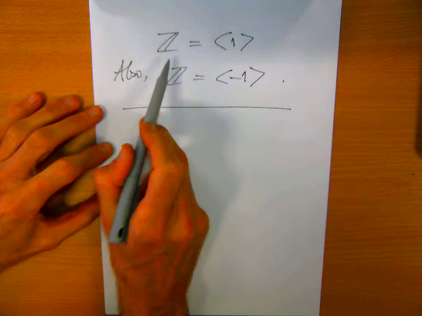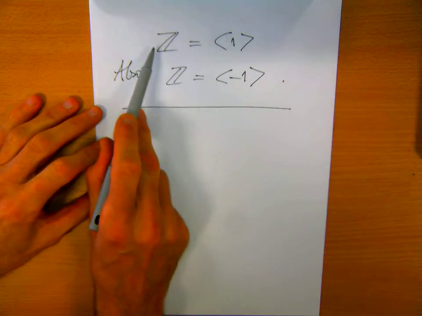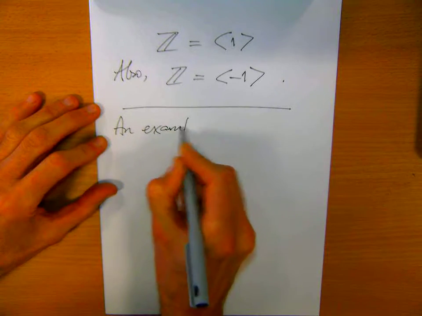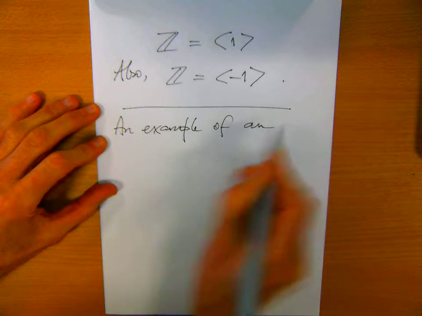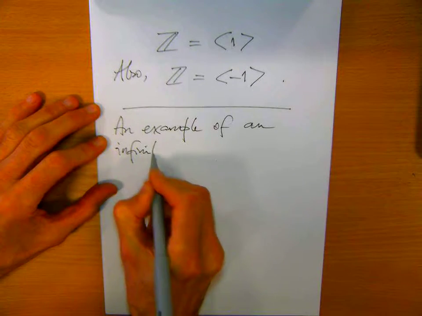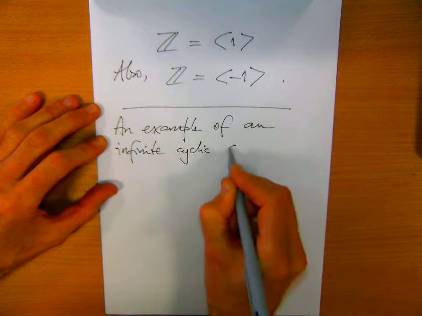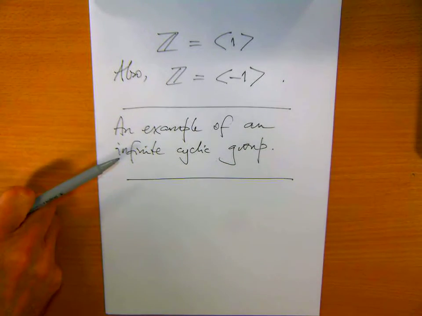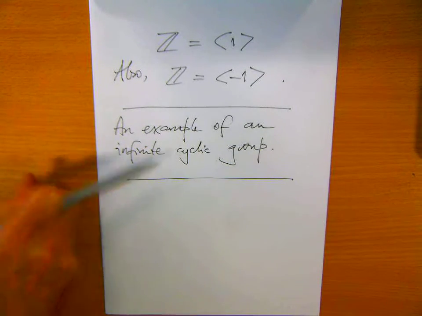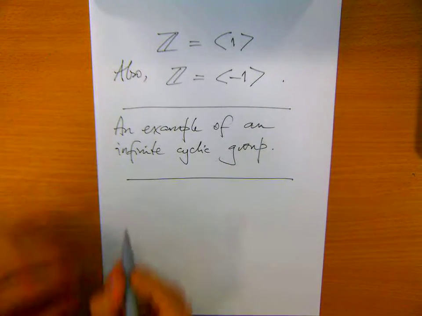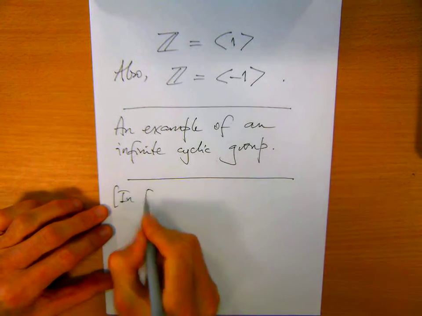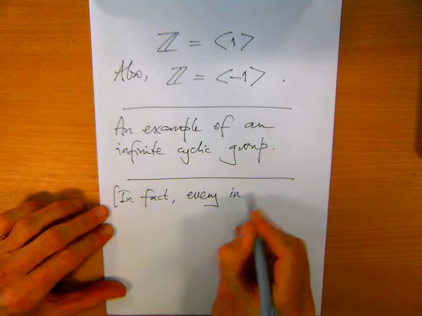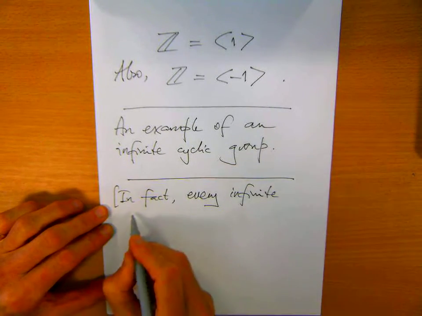Okay? So the integers is cyclic and the integers is infinite. So this is an example of an infinite cyclic group. And in fact, it's the archetypal infinite cyclic group. We'll see shortly that every infinite cyclic group is isomorphic to the integers. So I'll just write this down now. I haven't proved it. That's an important fact.